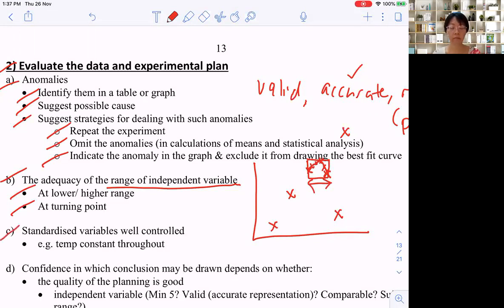Then I also must check the experimental plan: are all the standardized variables being considered, and are they all being controlled well or not? So I must check the experimental plan of this experiment. Temperature control, pH control, volume, concentration control, the mass of organism being controlled, wait time, all are controlled. So this you have to check, and how they're being controlled.